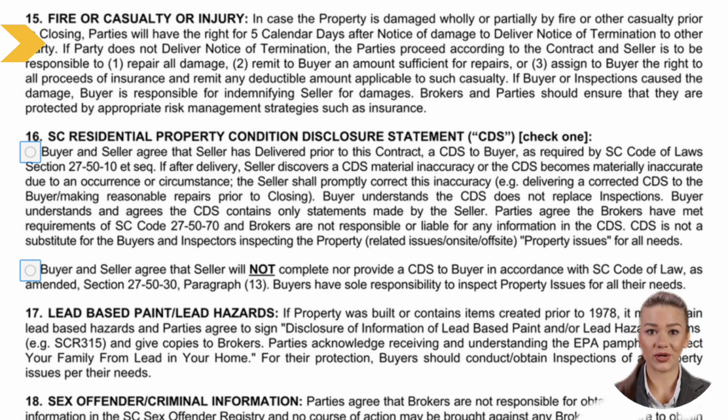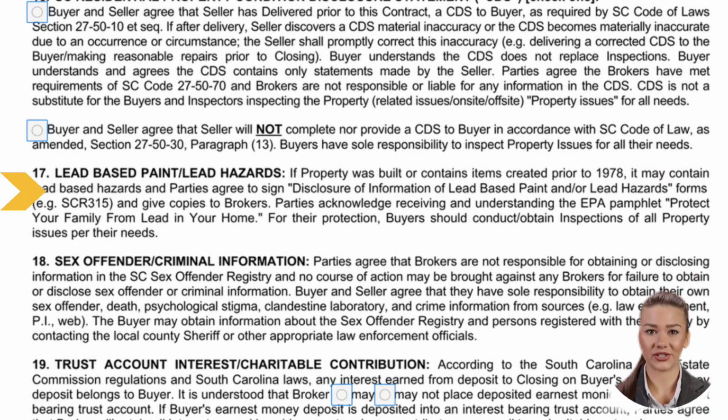Section 15 tells you what will happen if the property is damaged while under contract. Parties have 5 days after notice to terminate the contract. Section 16 will indicate if a property disclosure has been provided to the buyer. Please note, if the disclosure needs to be updated, because a new material fact or inaccuracy has been discovered, the seller must make the correction and deliver a new disclosure to the buyer as soon as possible. This applies even if you are already under contract. Section 17 refers to the documents needed if the home was built before 1978 and may have lead-based hazards.